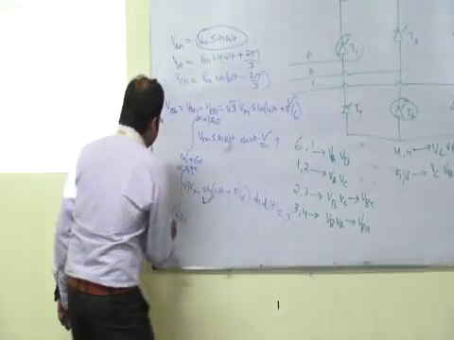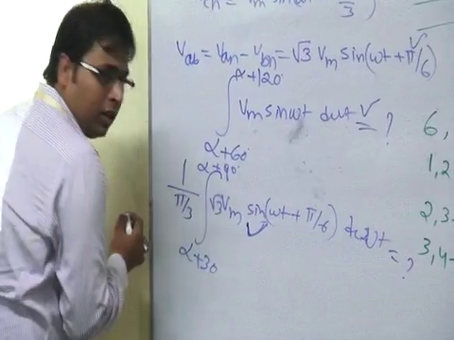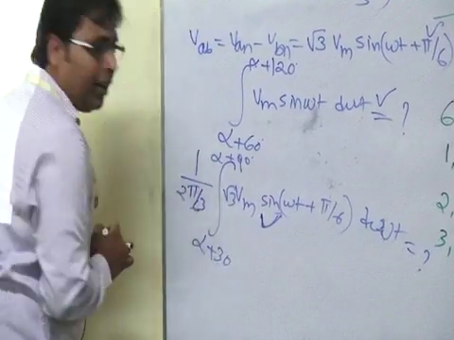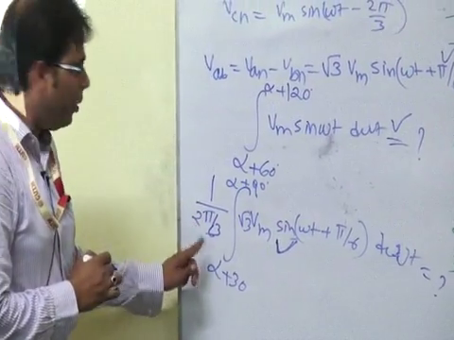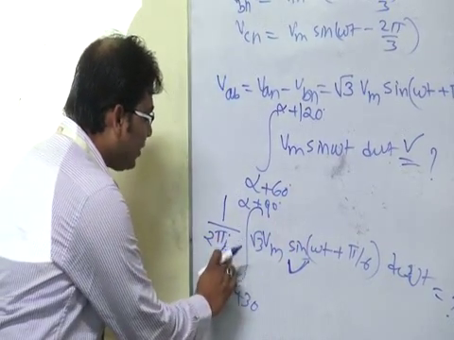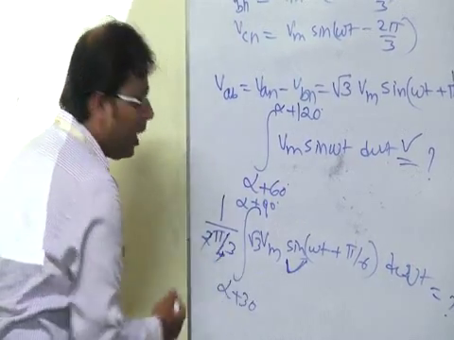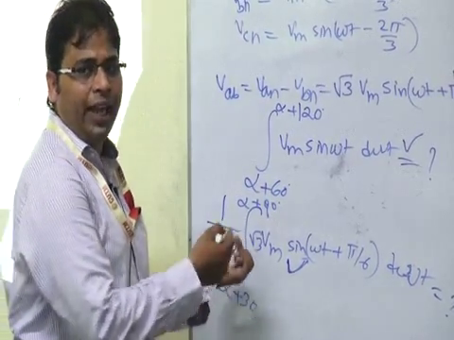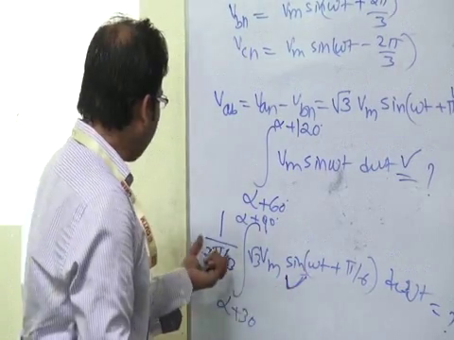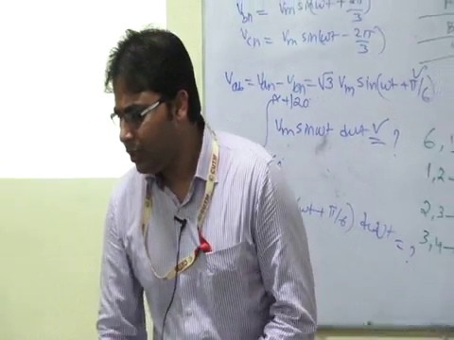Because the average is divided by pi by 3, or divided by 2 pi by 6. If you take the cycle up to 2 pi, how many pulses do you get per 2 pi? 6 pulses. So again you will get pi by 3 only. So better to take up to pi. Just integrate this and let me know how much you are getting.